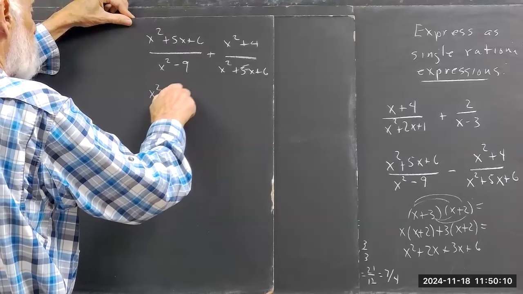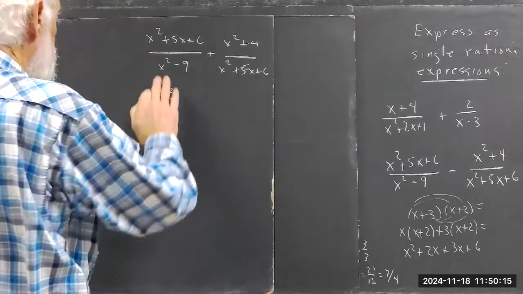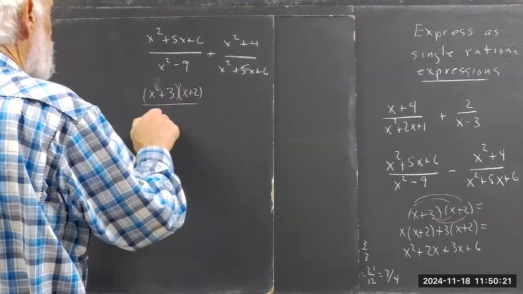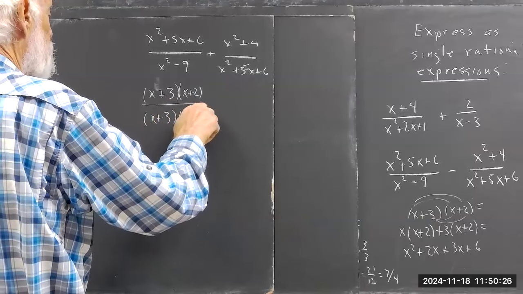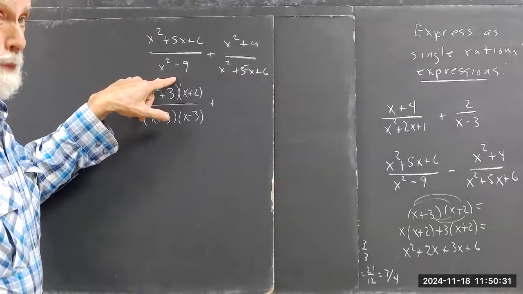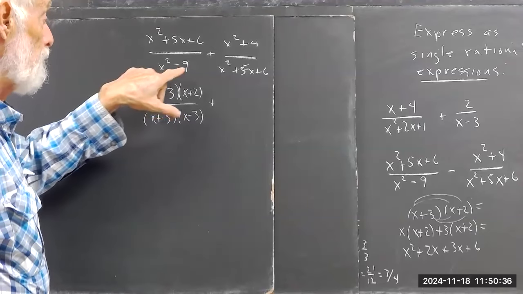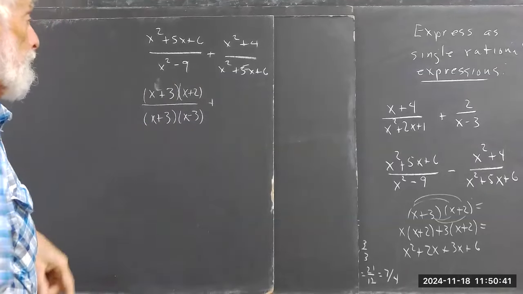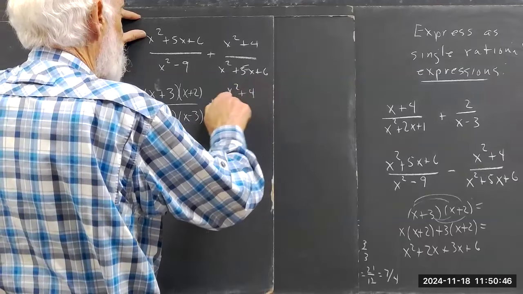You get x squared plus, it's x plus 3 times x plus 2. And x squared minus 9 is x plus 3 times x minus 3. That's a special product that you should recognize. That's the easiest one to recognize. If it's a difference of two squares, this is a square of x, this is a square of 3, right? It's a difference of two squares, you can do this. Anyhow, then x squared plus 4 doesn't factor.